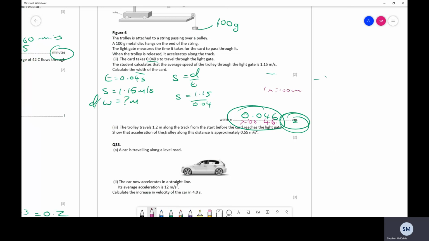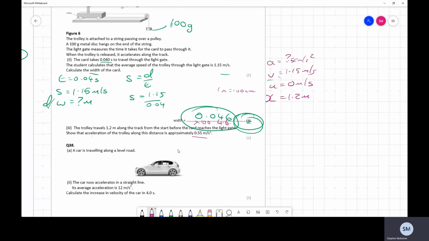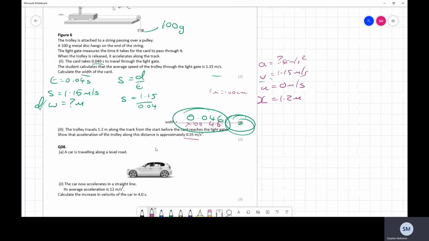The trolley travels 1.2 meters along the track before the car reaches the light gate. Show that the acceleration of the trolley along this distance is approximately 0.55 meters per second squared. Right, okay, so it's asking me to find the acceleration, and it should be about 0.55 meters per second squared. It has an end velocity of 1.15 meters per second, and I have to assume that it started off with 0 meters per second because it wasn't moving. The distance it traveled, the displacement, was 1.2 meters, so I can now use my equation, v squared minus u squared equals 2 times a times x, to find the acceleration.